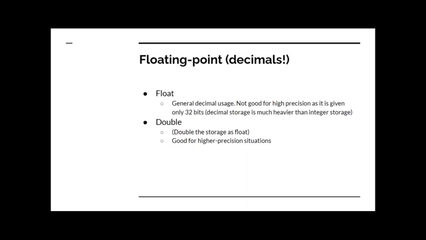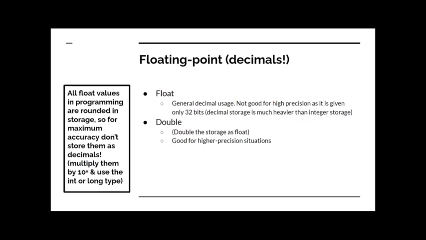So floating point values, or decimals. We have 2 types. We have the float data type, which is pretty general. It doesn't have great precision. It's only 32 bits, which is kind of small for decimal values because they're kind of inefficiently stored in computers. And then we have double, which is double the storage of float, which means 64 bits, and it's better for high precision situations.